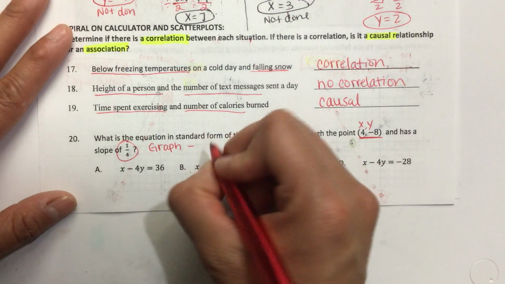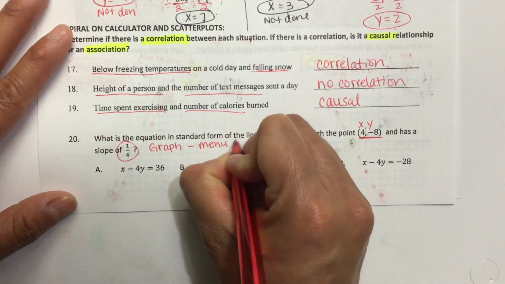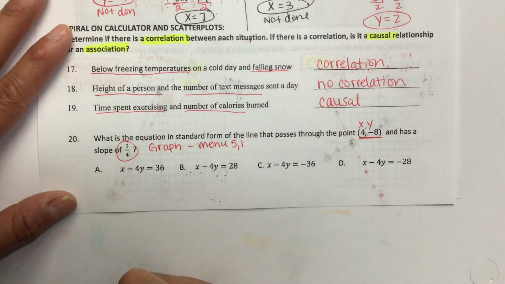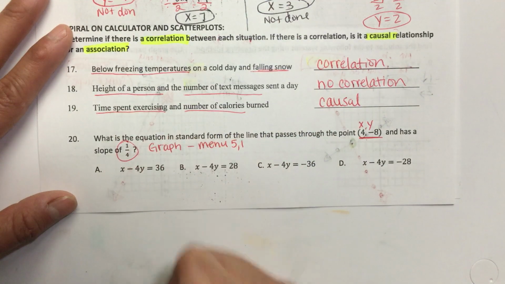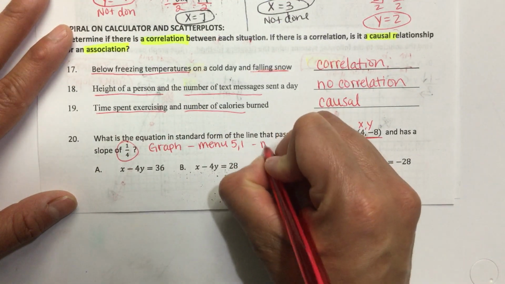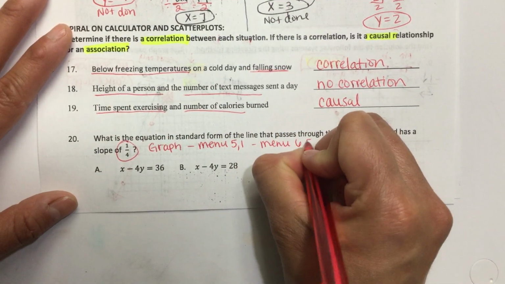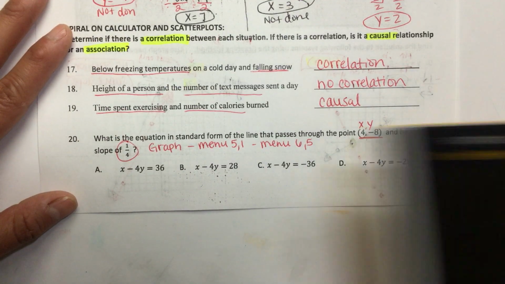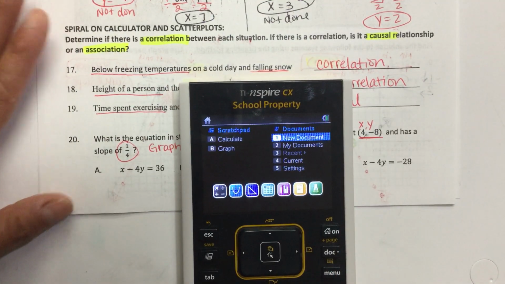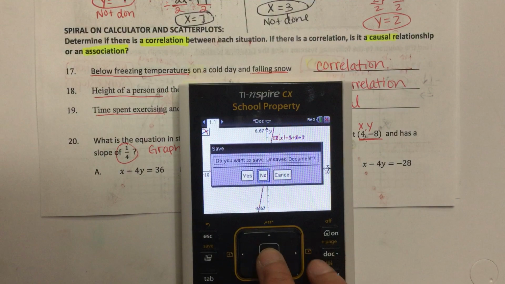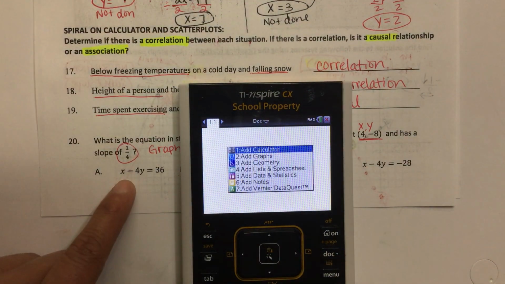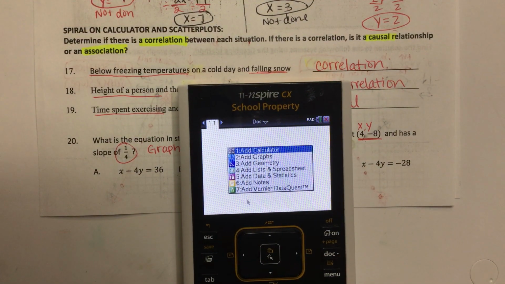To check if that point is on the line, we're going to use menu 5-1 so we can trace along the graph. And if we want to check for the slope, we're going to use menu 6-5. So if we turn on our calculator, open up a new document, go to number 2 for add graphs, we're going to graph the first answer choice.